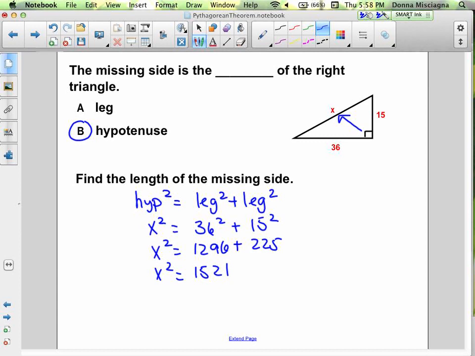1,521. And yes, we have to simplify the radical. Maybe that's a perfect square. I don't know. Let's find out. So we'll take the square root of both sides. And so I take the square root of the x squared and the square root of 1,521. I'm going to write that over here.